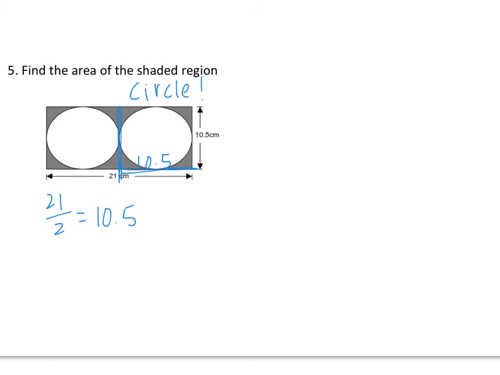So kind of like the last one, we are going to find the area of the rectangle, and then we are going to subtract the area of the two circles. So 2 times pi r squared. So just be careful thinking about what r equals. I'll give you a hint. It is not 10.5. All right, try those two. You can check the answer key or the completed notes to check your answers. Good luck.